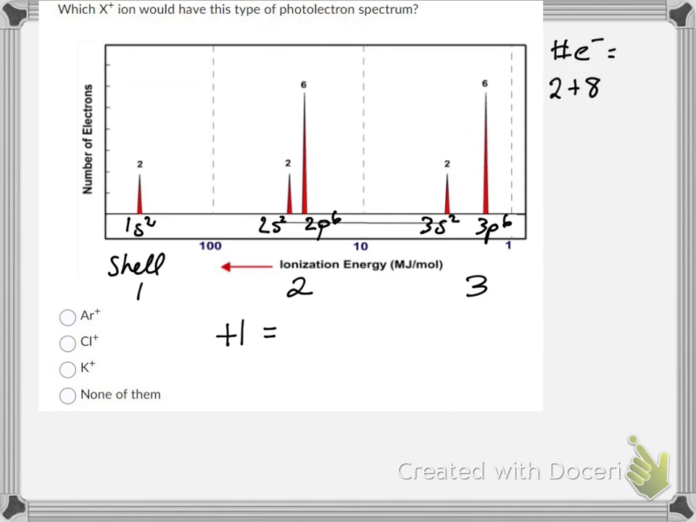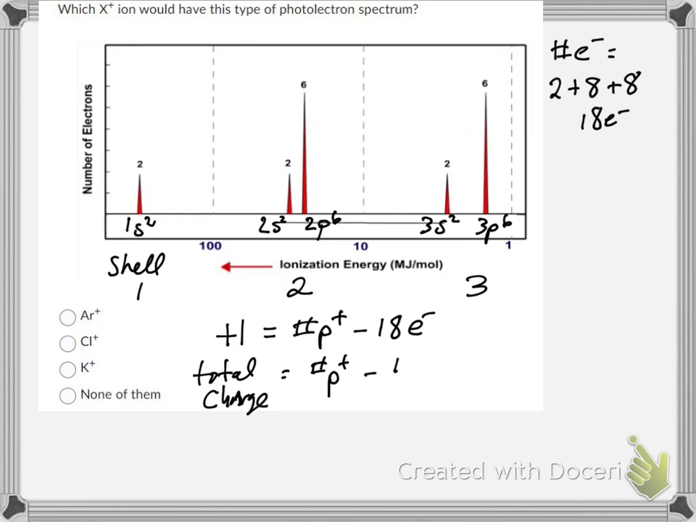First we're going to add up the total number of electrons here. That's 18 electrons being shown. So we can use the formula that the total charge is equal to the number of protons minus the number of electrons. When we do that, we can solve for the number of protons as 19. When we look on the periodic table, element 19 is potassium, which is represented by the atomic symbol K. And so the answer would be K+.